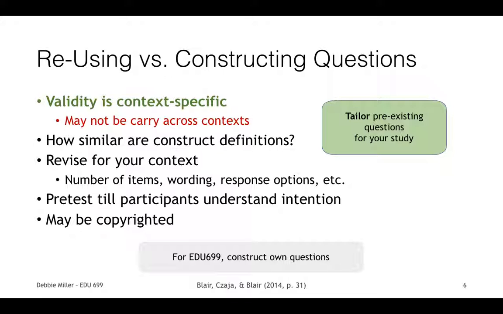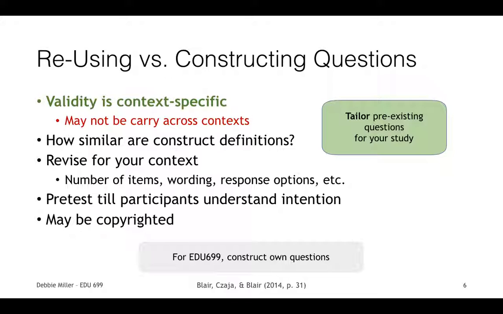You also need to revise an instrument more often than not. There may be items that are less relevant for your context, or you may need to add items. We also need to pre-test our studies even when it's a pre-existing instrument. And then last but not least, we need to consider copyrights by contacting the publisher of the existing study.